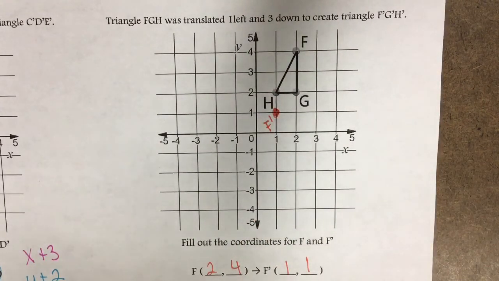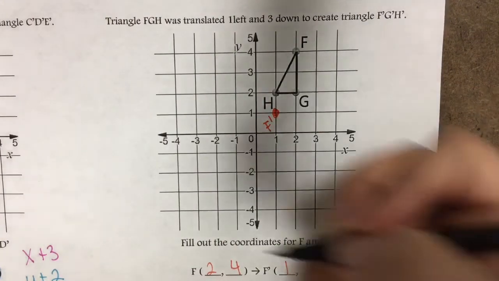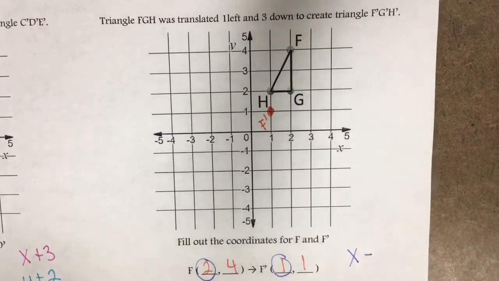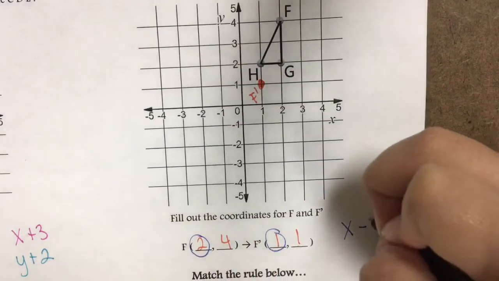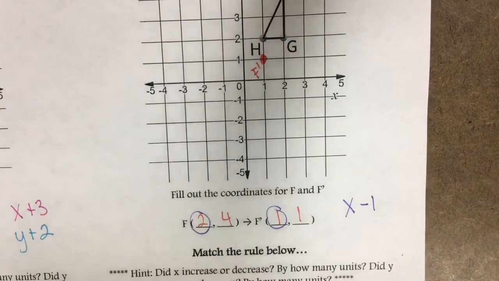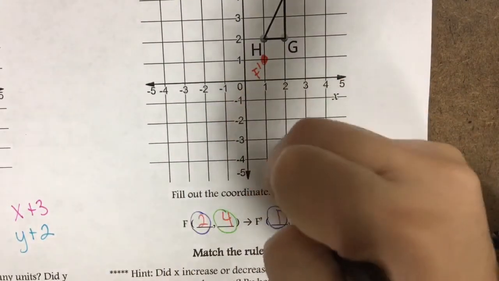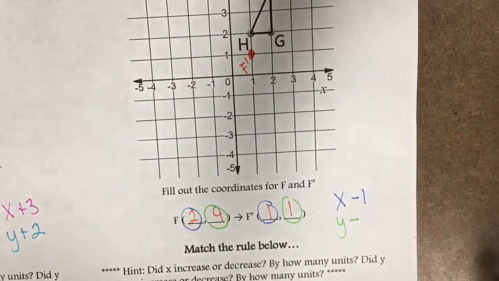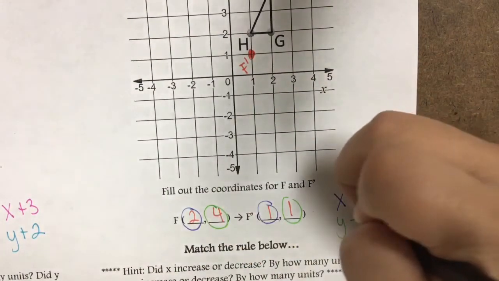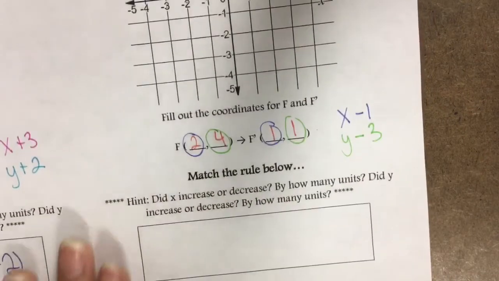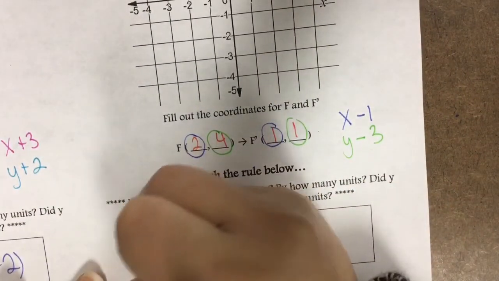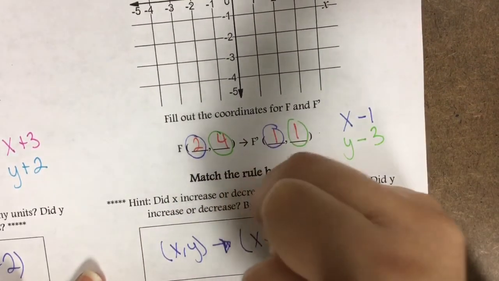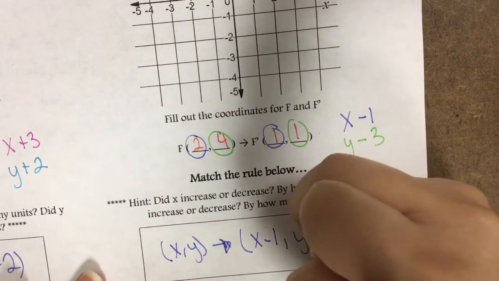So let's go ahead and start off by looking at the x. So we have 2 and 1. So the x decreased, it got smaller. It decreased by 1, so we're going to have x minus 1. And then let's look at the y's. So y was 4 and now it's 3. Y also decreased, so we're going to subtract again. This time it decreased by 3. So now let's go ahead and write our rule. So I have x comma y changes to x decreased by 1, y decreased by 3.